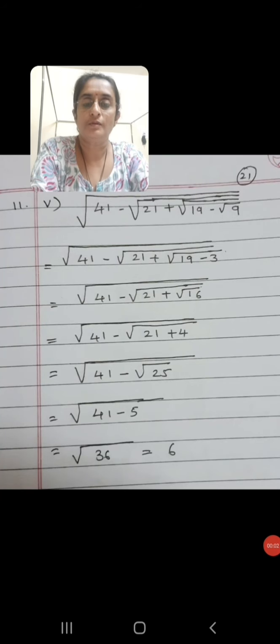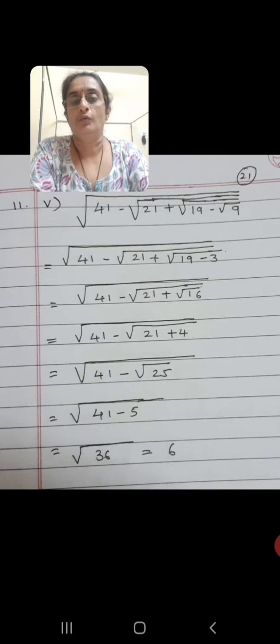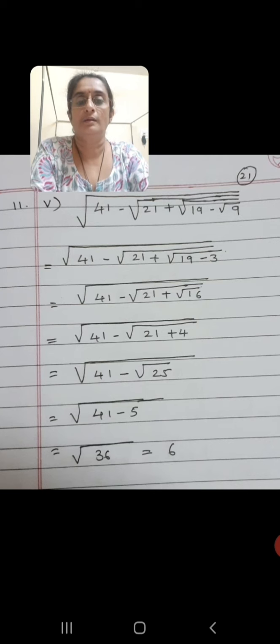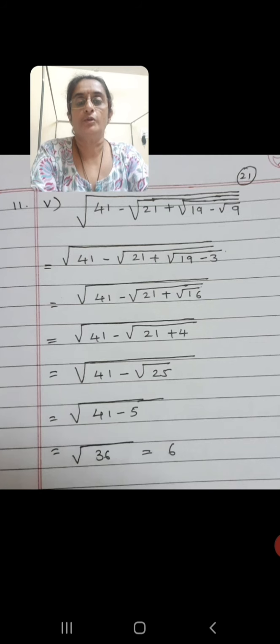Now we are going to solve the last sum of that exercise, children. The sum is like this: root 41 minus root 21 plus root 19 minus root 9. Now we have to simplify this root and then get the answer. While solving, what do we have to do? We have to solve the innermost root first, okay, and then you have to go to the outer roots. Now what is the innermost? That is root 9.